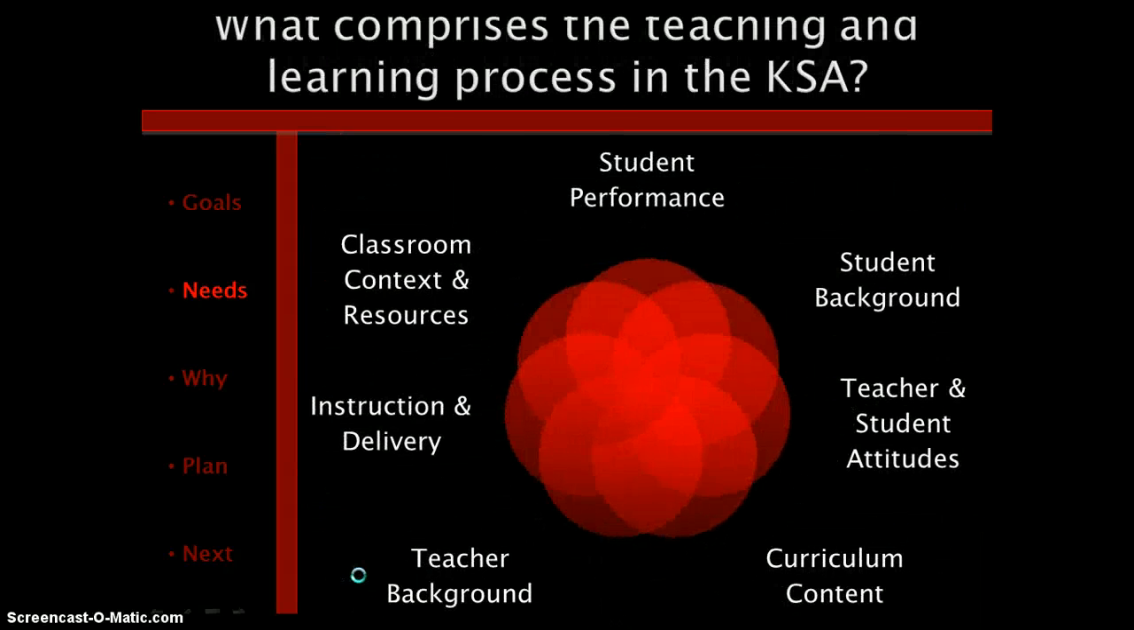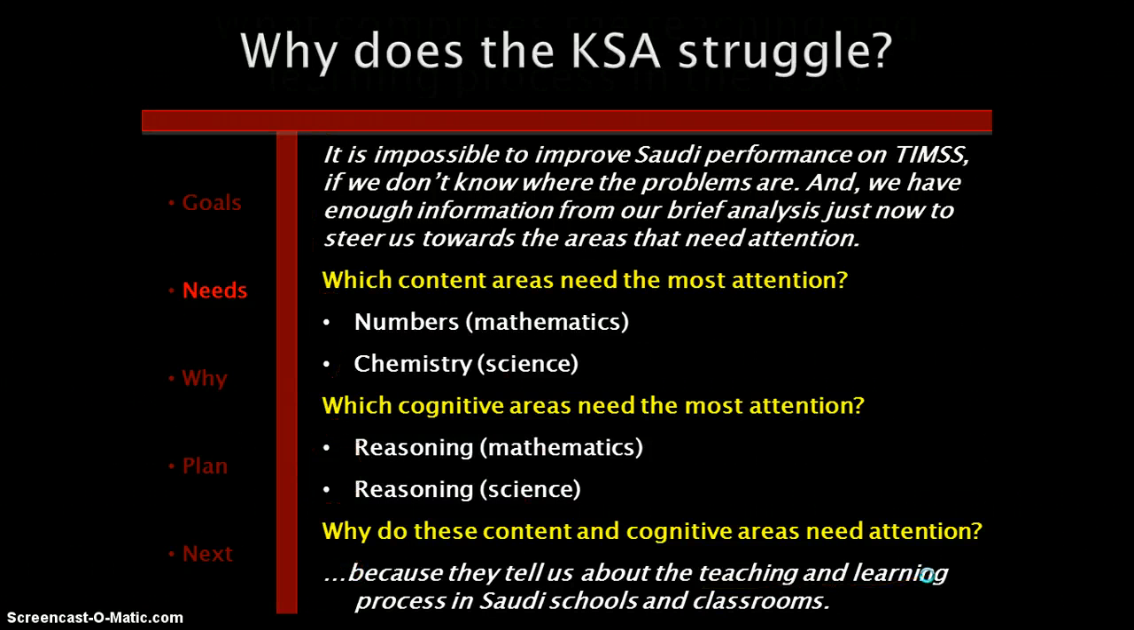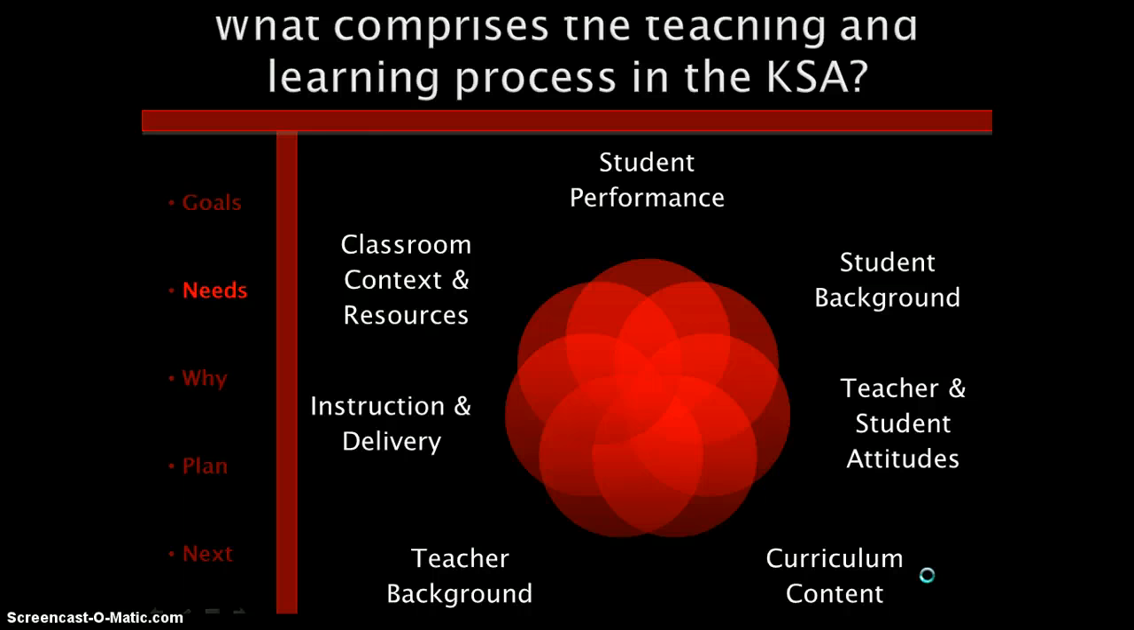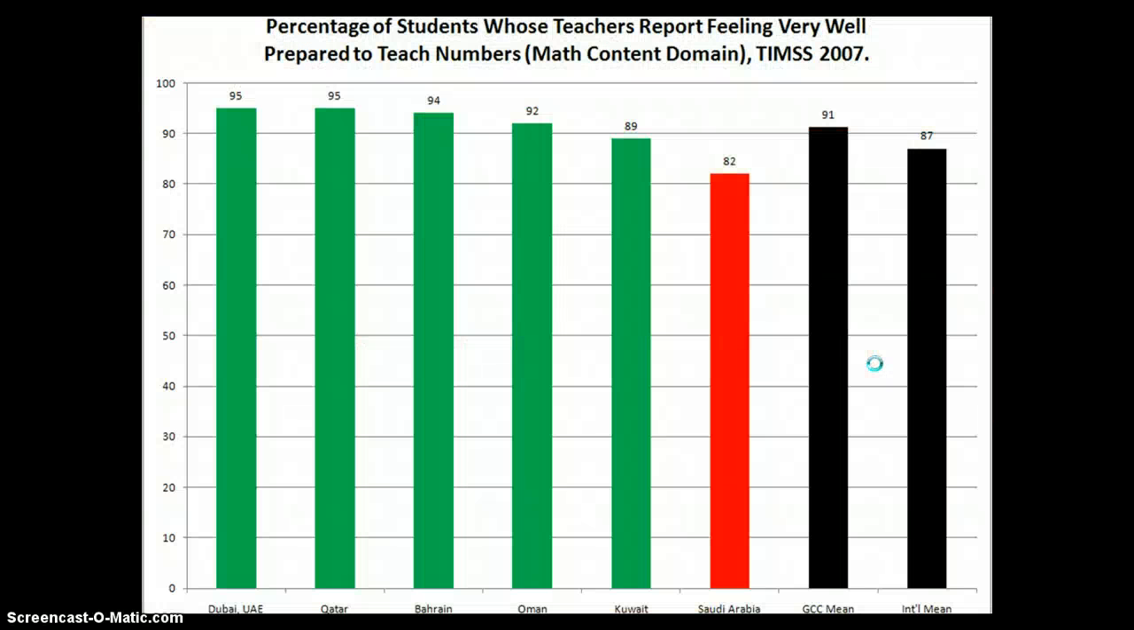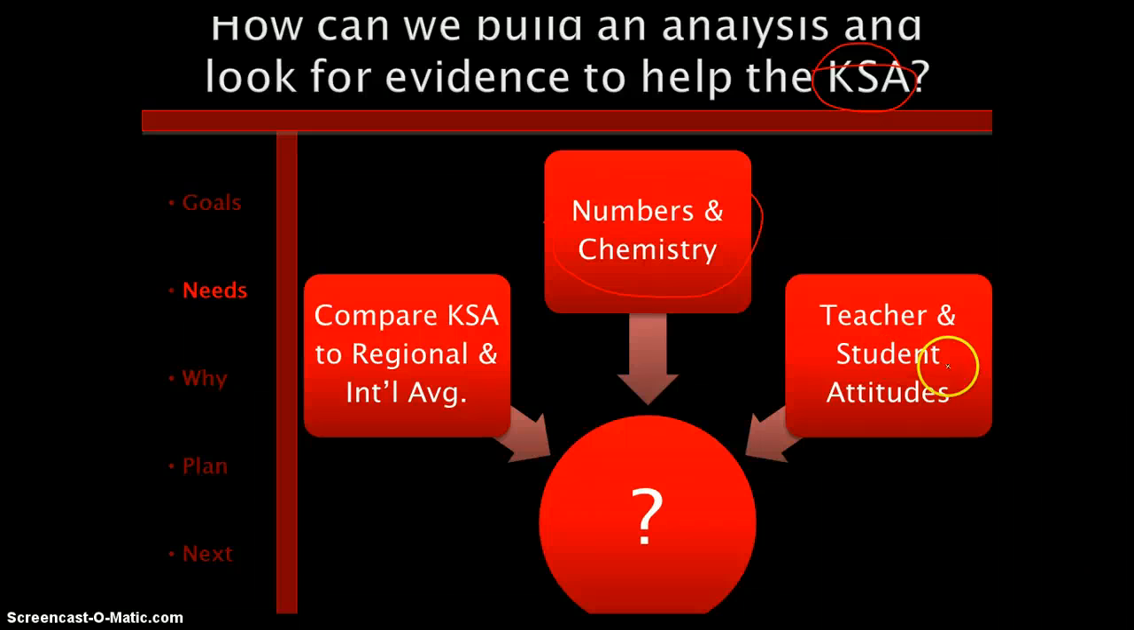Next step would be, how do we think about the teaching and learning process in Saudi schools and classrooms? Well, we know that there are many elements that comprise the teaching and learning process in the Kingdom of Saudi Arabia. If we simply choose one, teacher and student attitudes, we're on the right track. We can do something with that perhaps we couldn't do otherwise. And we can build an analysis and look for evidence to help the Kingdom of Saudi Arabia as it develops its educational system. By comparing Saudi Arabia to the regional international average, which we can do in the smart way we've just done, by focusing on numbers, chemistry, and reasoning, and by emphasizing teacher and student attitudes. And then we can look at some specific data, which we will do in the next screencast.